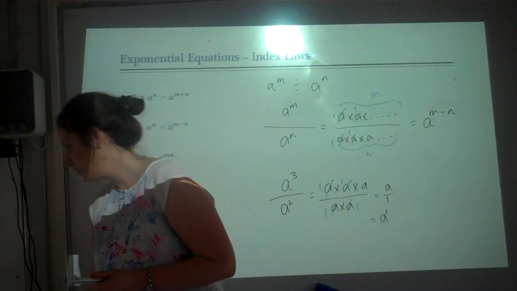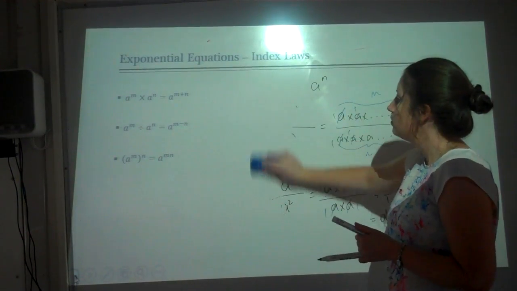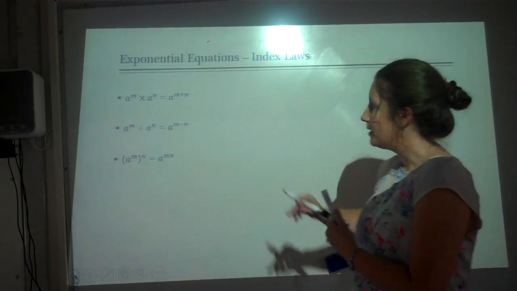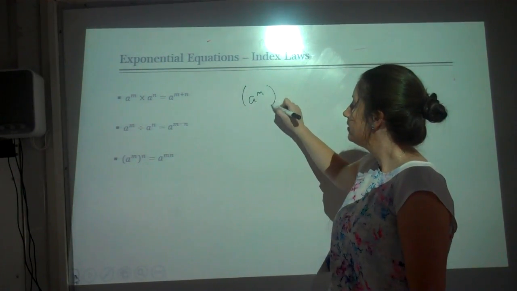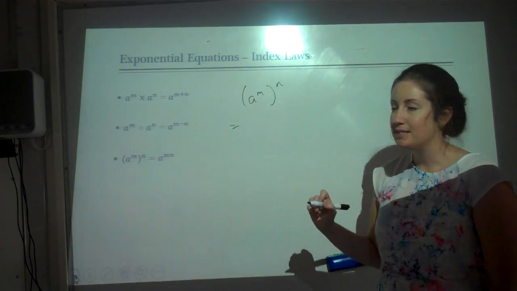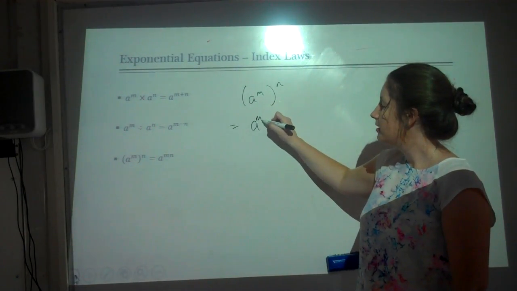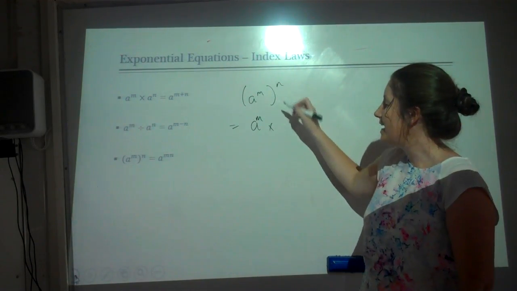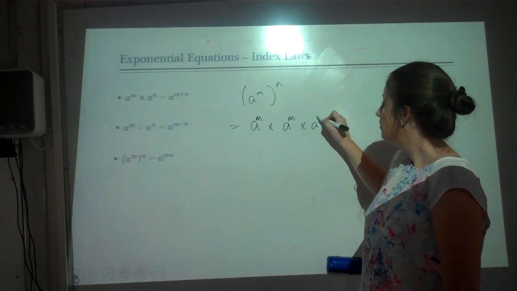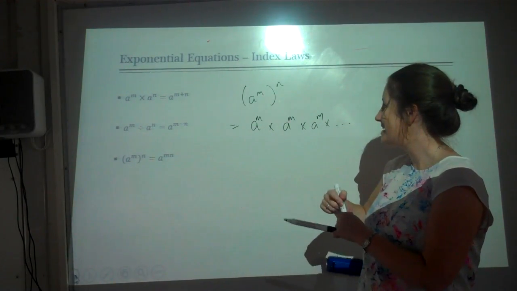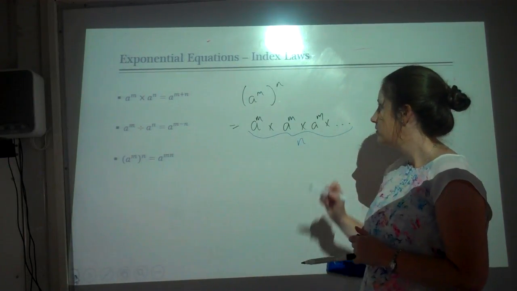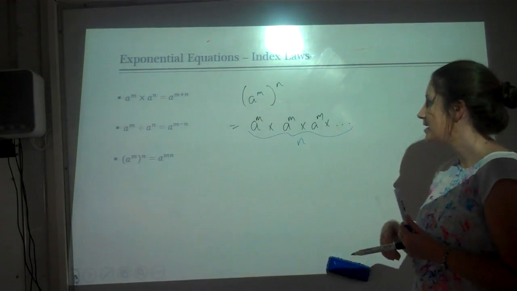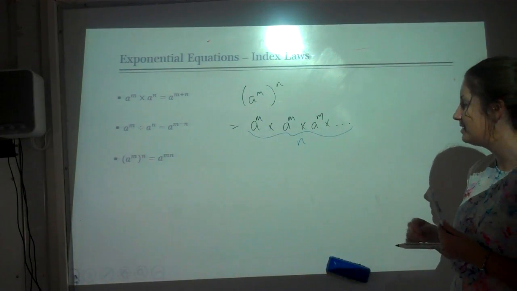Our third index law, where we've got brackets, we multiply the power. And we can prove this one by using our first law. What this actually means is that I've got a to the power of m, and this part is multiplied by itself n times. So if we're thinking about what's going on here, when we need to work out our new power, our rule is that we add our powers together when it's expanded like this.